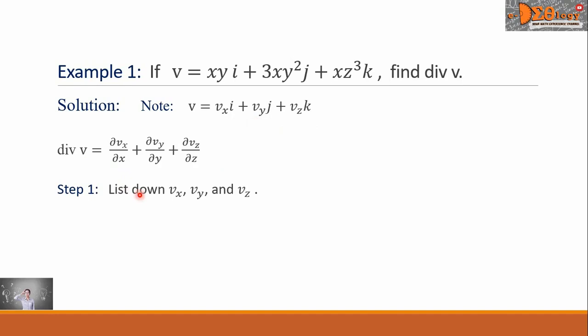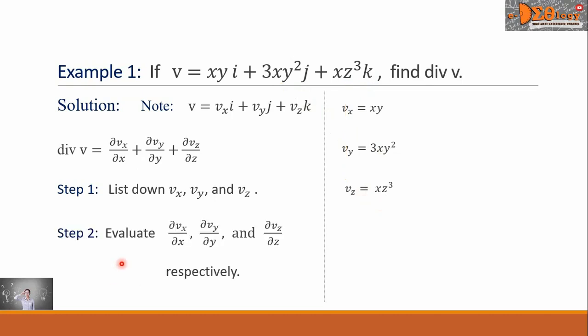Step 1. List down V sub x, V sub y, and V sub z. So the V sub x is equal to the coefficient of i, that is xy. V sub y is equal to the coefficient of j, and that is 3xy squared. Then V sub z, coefficient of k, we write here xz cubed.